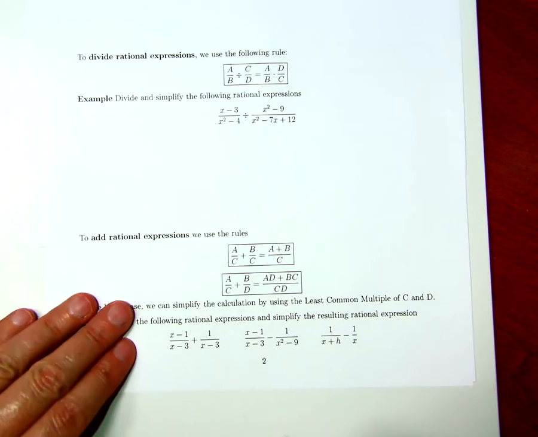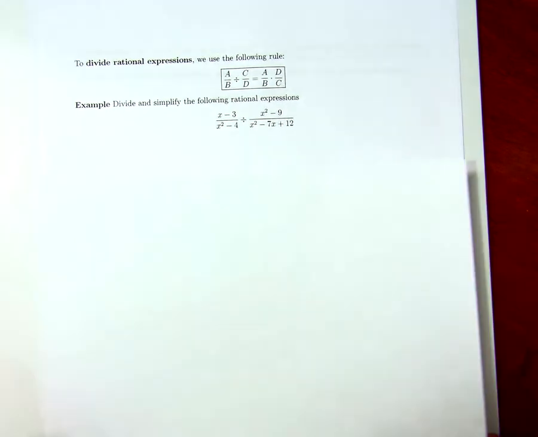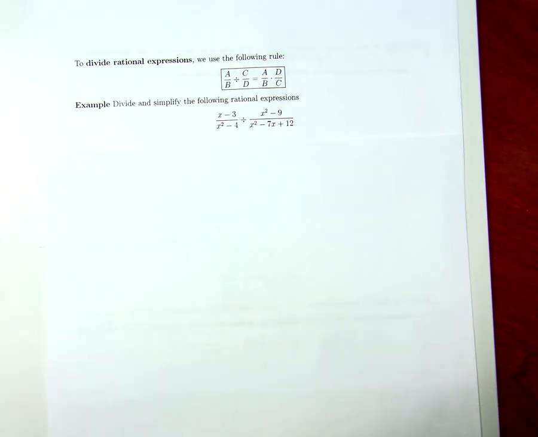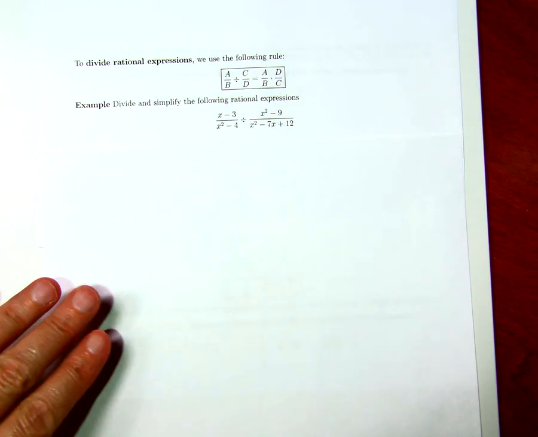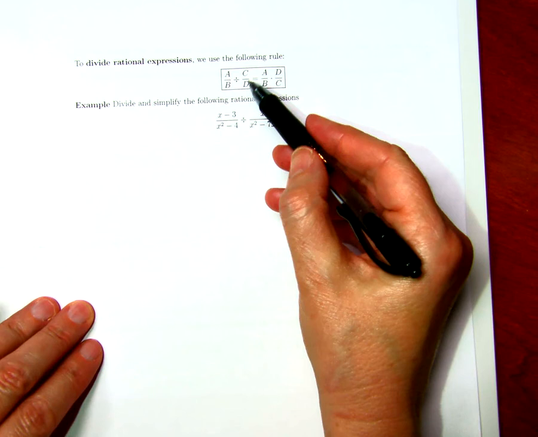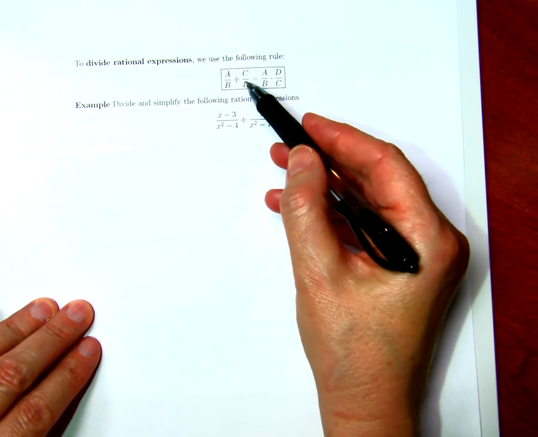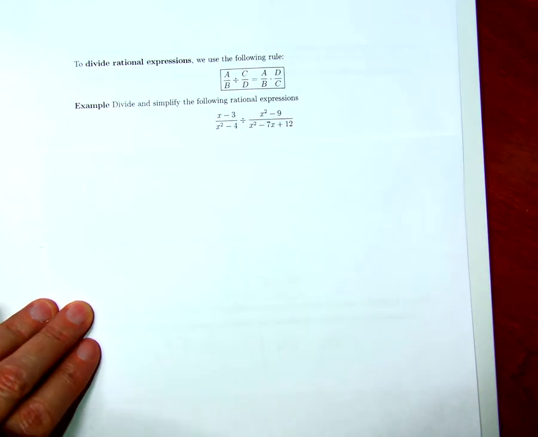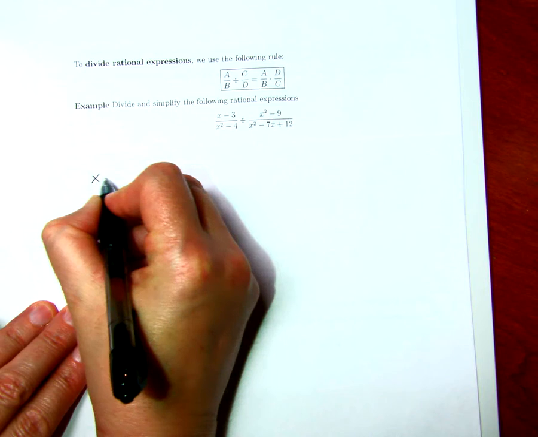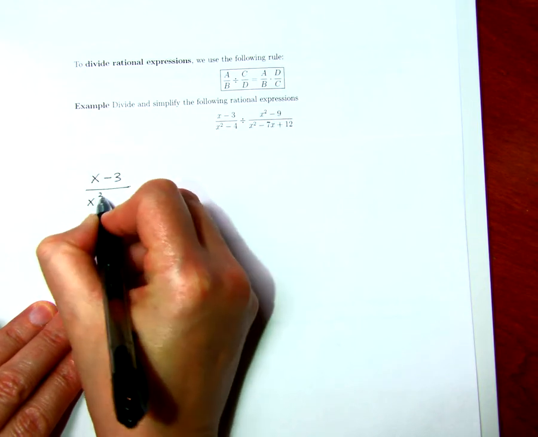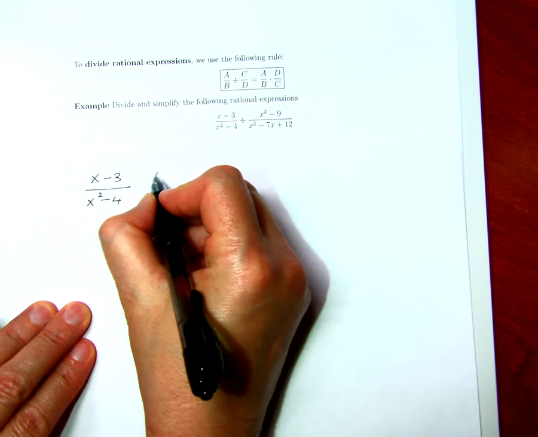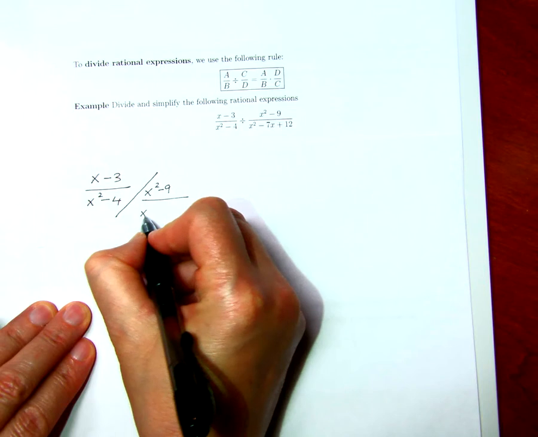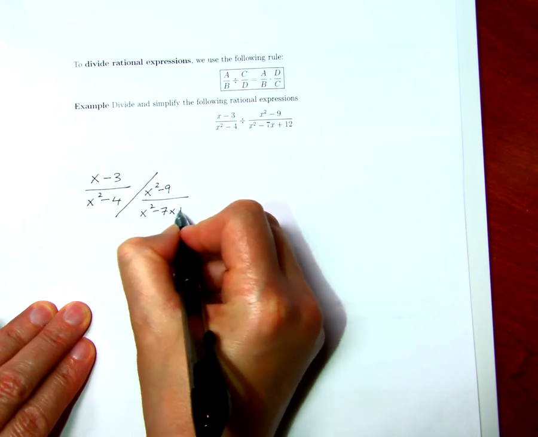Now to divide rational expressions, we do what we do with fractions. In the rational numbers, a over b divided by c over d, we invert this fraction and multiply. So it's a over b times d over c. So let's try x minus 3 over x squared minus 4 divided by x squared minus 9 over x squared minus 7x plus 12.